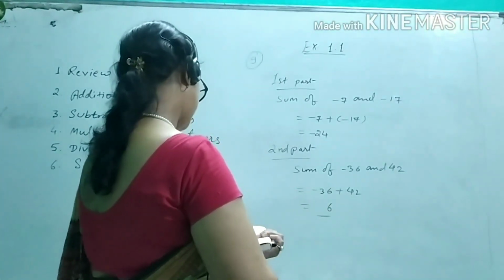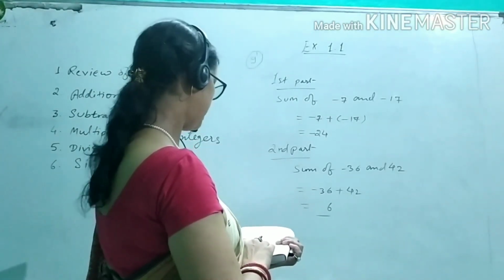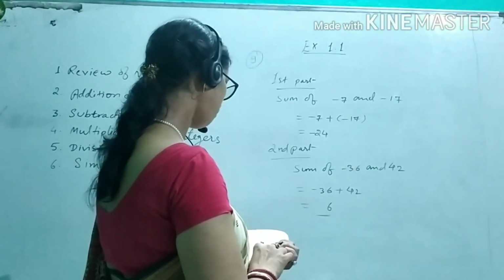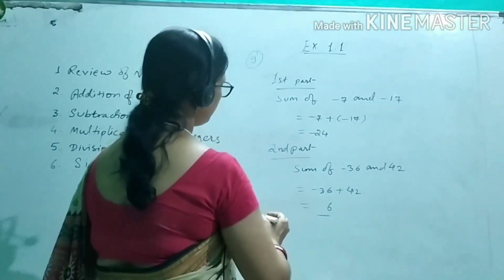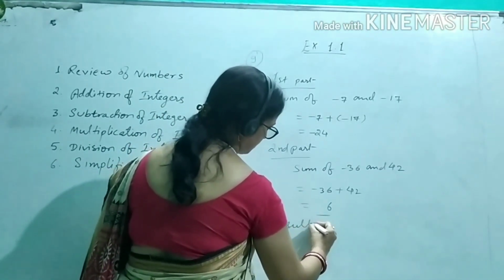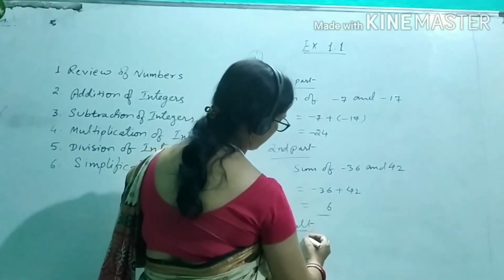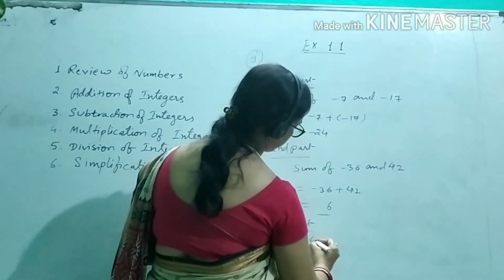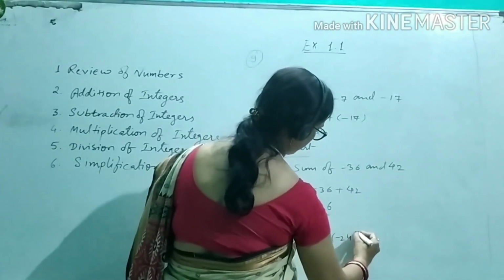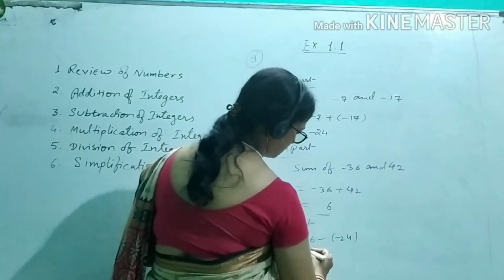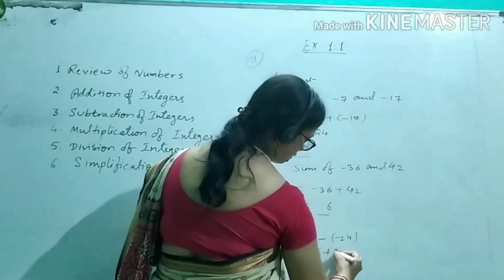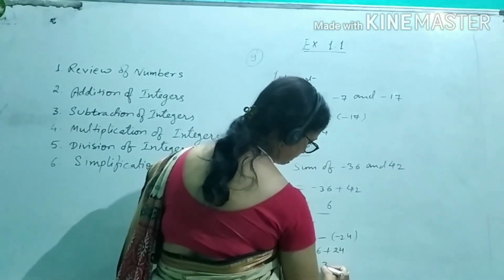But the question is to subtract the sum of minus 7 and minus 17 from the sum of minus 36 and 42. So what we have to do is subtract minus 24 from the 6. So the answer is 6 minus minus 24, which is 6 plus 24. Then the answer is 30.